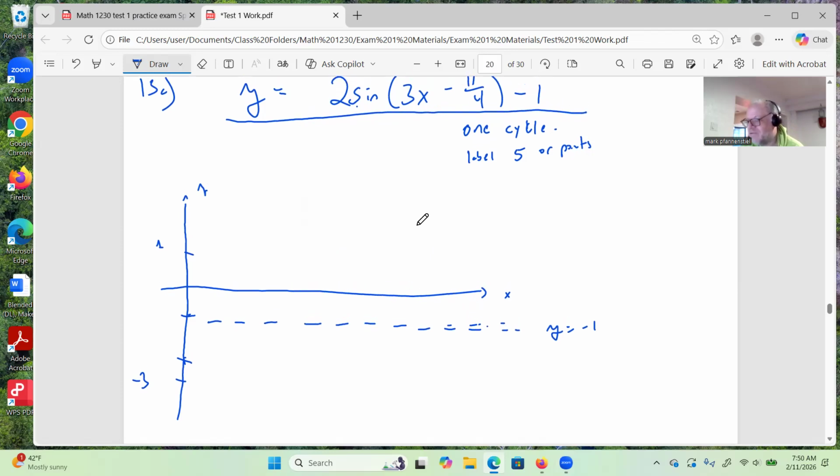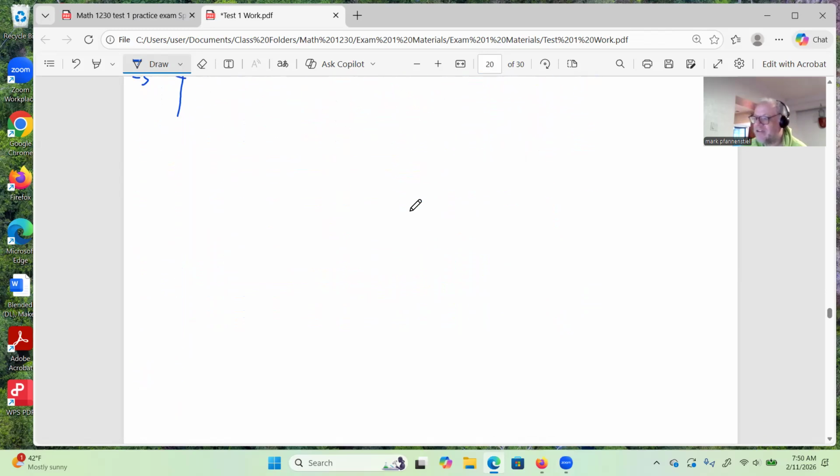From here, I'm going to need a few points. Normally, I would like to start from 0 to 2 pi and do it that way, but we have a phase shift, so that's not really going to work. If this was just the parent function, we would graph for x is equal to 0, x is equal to pi over 2, x is equal to pi, x is equal to 3 pi over 2, and finally x is equal to 2 pi. That's what I would like to graph. That's not what we have.